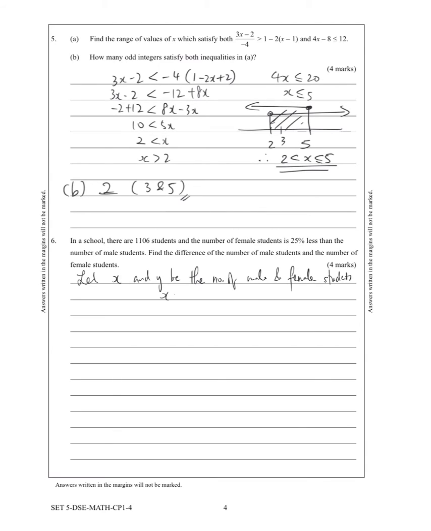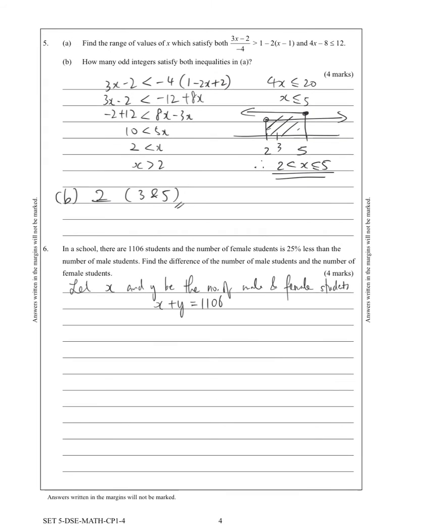Then the first equation is the total people there, and the second one is female, which is y, is 25% less than the male. So you can write down y is equal to 0.75 x. Actually, we don't use m, we use x. So you use the substitution method there.